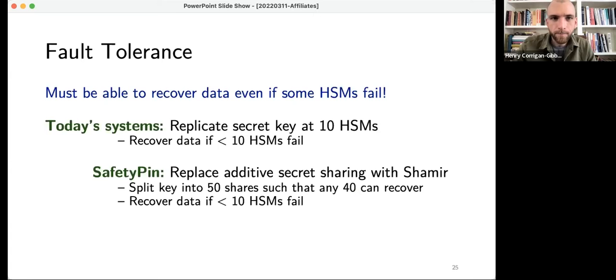Okay, there's one other issue with this basic design that I want to mention, which is that we'd like the client to be able to recover their data even if some of the HSMs fail, because there are benign failures in data centers all the time. Today you do this just with replication. The client will usually encrypt its data to 10 different HSMs. And we can do something pretty similar in SafetyPIN. We just replace additive secret sharing with something called Shamir secret sharing, if you know what that is. That essentially allows us to split the key into many shares such that as long as not too many HSMs fail, the client can still recover its data.